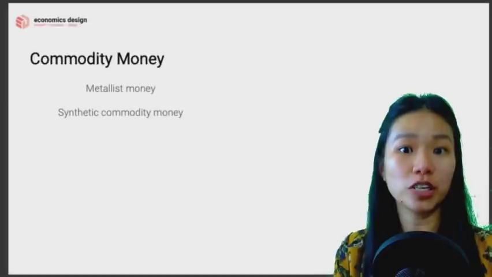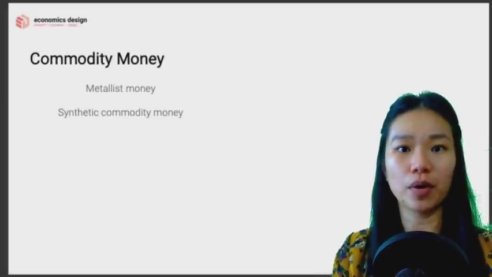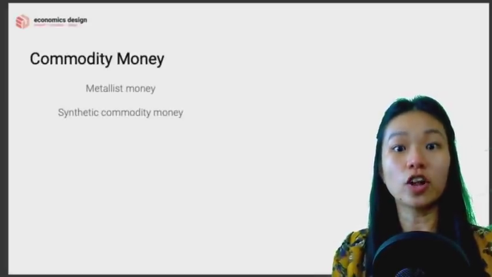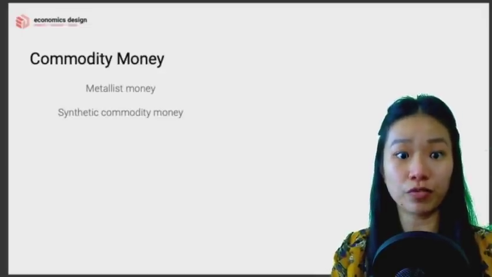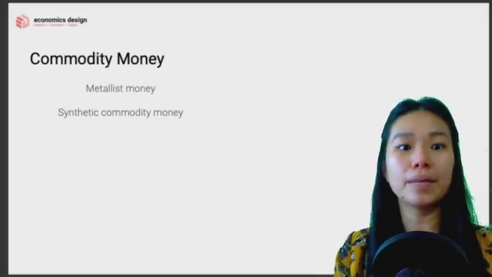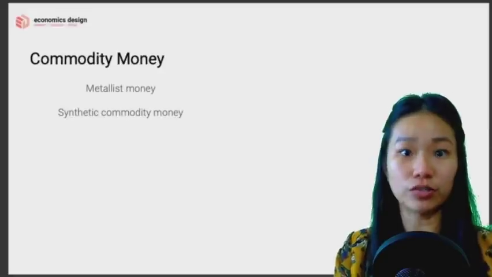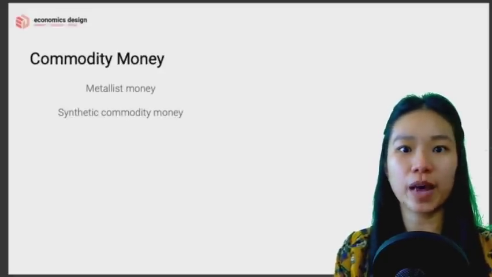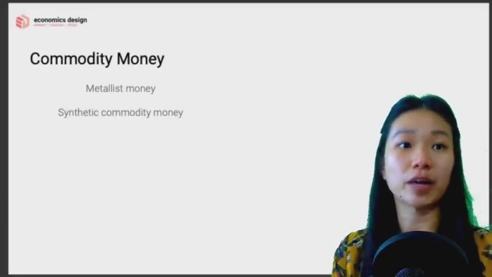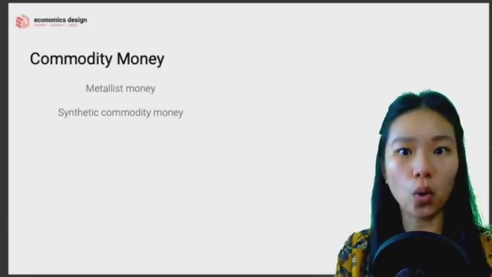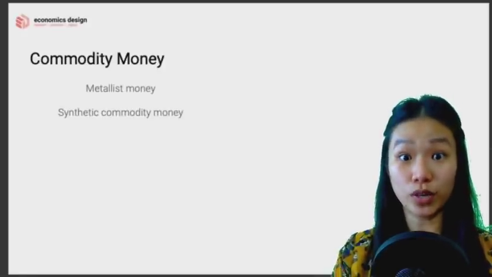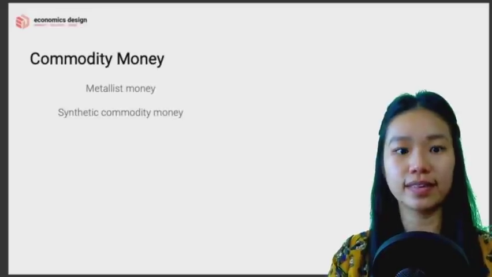In synthetic commodity money that Ampleforth is talking about here, the synthetic is not referring to money, the synthetic is referring to commodity. Why? Because when we talk about commodity money in general, we talk about money that's backed by pearls, or shells, or gold, or silver. So that's real assets, right? Real physical assets. Synthetic will be almost like a digital version of it.